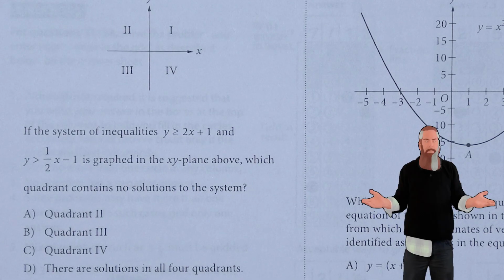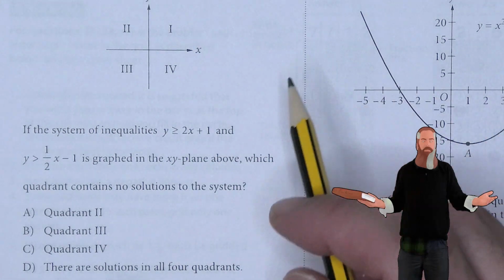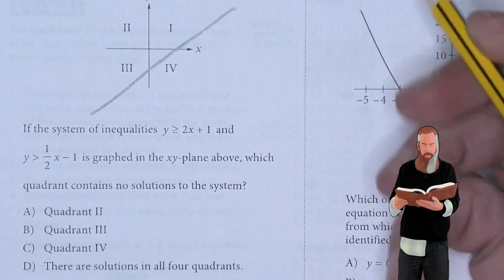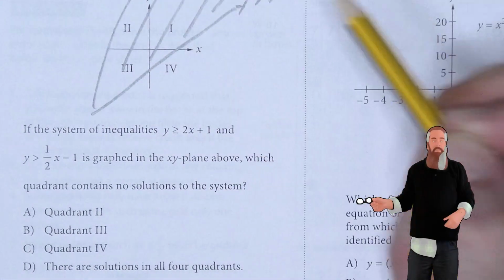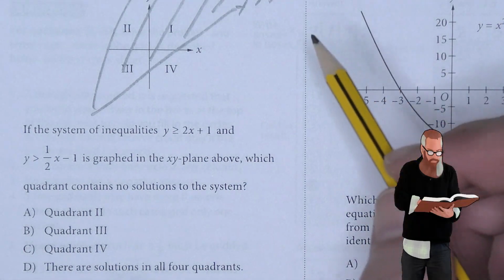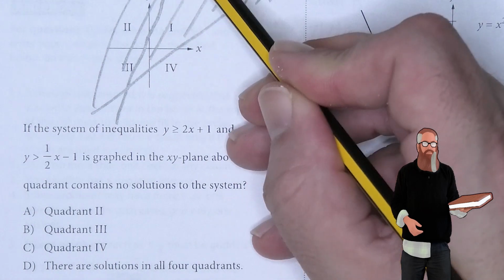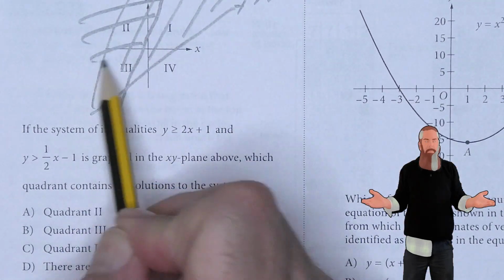So the key is to go ahead and graph each one of these. If I'm graphing y is greater than 1/2 x minus 1, it's a line that looks about like this, and the shaded region would be above. If I were graphing the line y is greater than or equal to 2x plus 1, that line would look about like this, and it would be shaded over here.